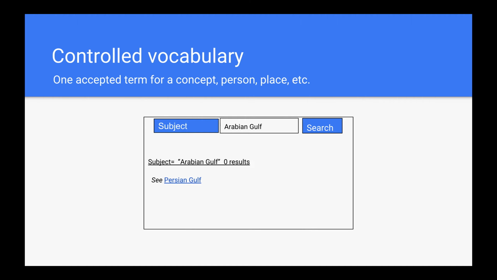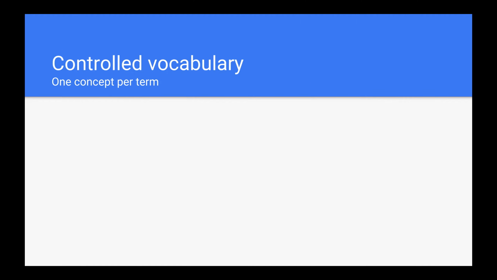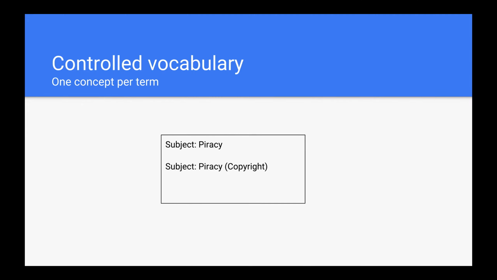The corollary is also true, that there can only be one concept per term. Thus, the topic we would likely be researching would be found under the subject heading for piracy. The subject piracy (copyright) would be used to distinguish works about copyright violation.